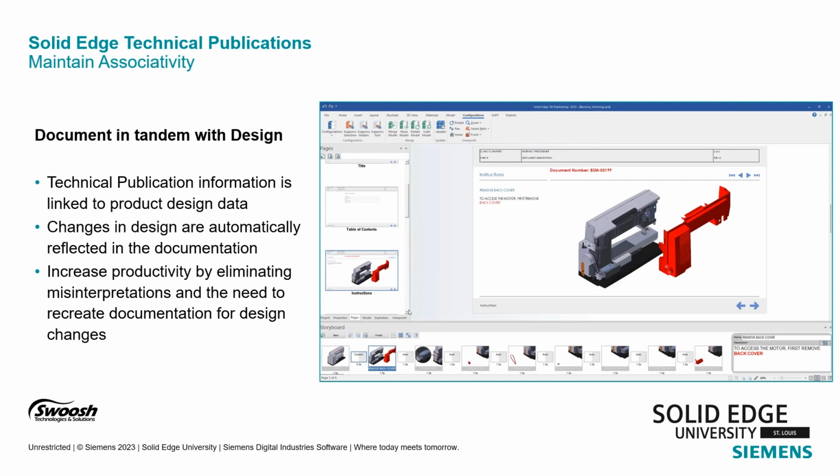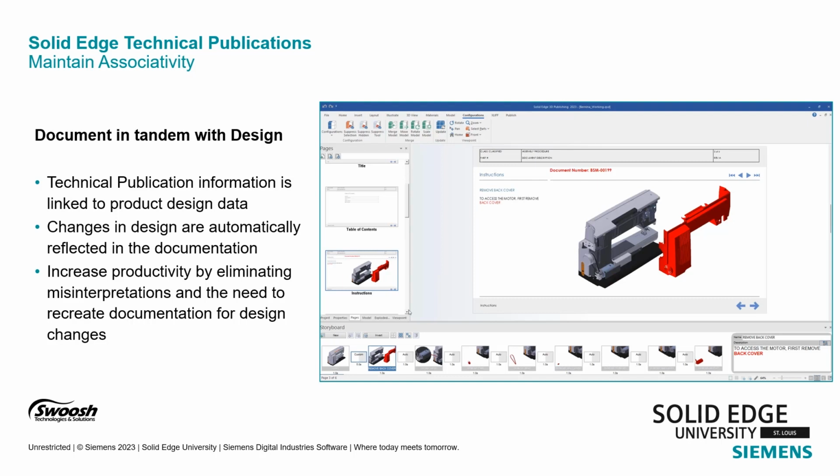The next area we're going to talk about is how we can maintain associativity between the Solid Edge technical documentation within technical publications and the Solid Edge design. As we talked about earlier, traditionally, you had to ensure that the final design was complete before you could start creating the documentation so that they accurately reflected one another.